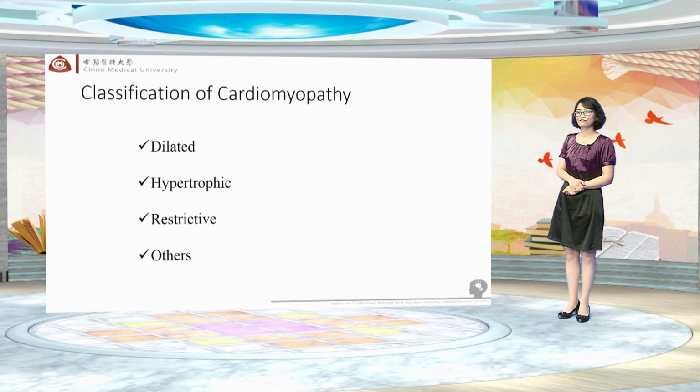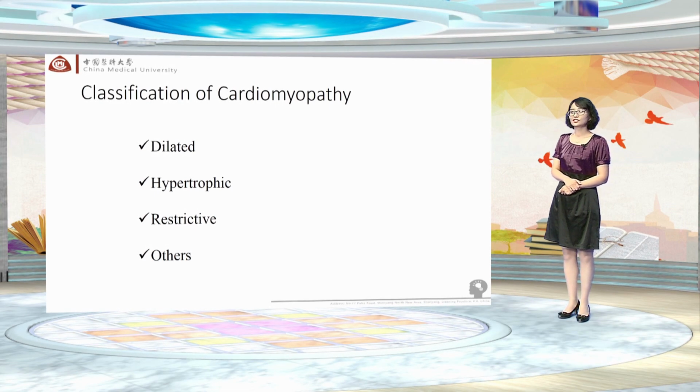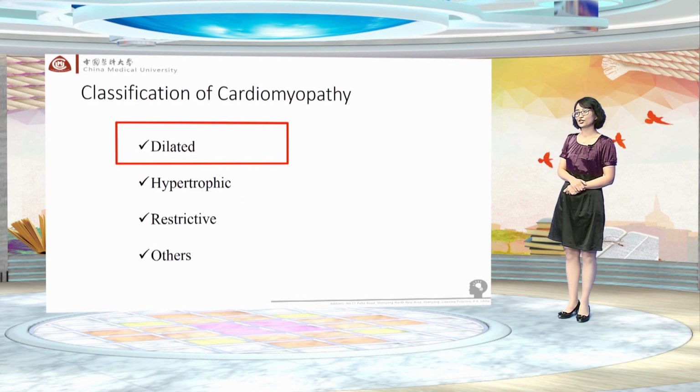Cardiomyopathy can be classified into dilated, hypertrophic, restrictive, and some other types. This class will only talk about dilated cardiomyopathy. We can use the initial letters D, C, M for short.